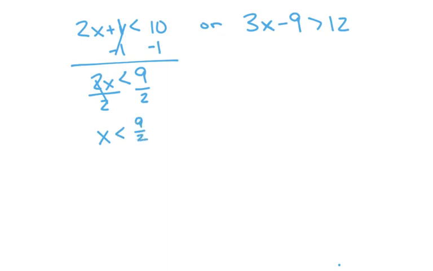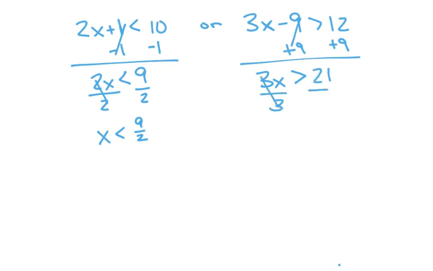This in this case is an OR statement, and I'm going to keep that in mind. Then I'm going to look at the next part here: 3x minus 9 is greater than 12. I'm going to add 9 to both sides. That leaves me with 3x is greater than 12 plus 9, which is 21. Divide both sides by 3, and x is greater than 7.